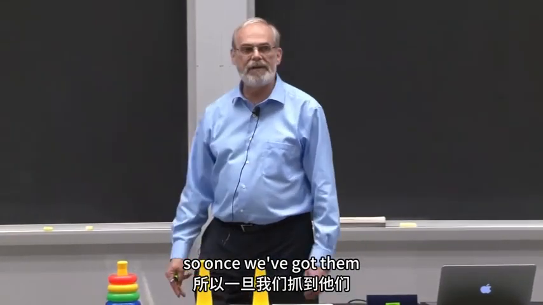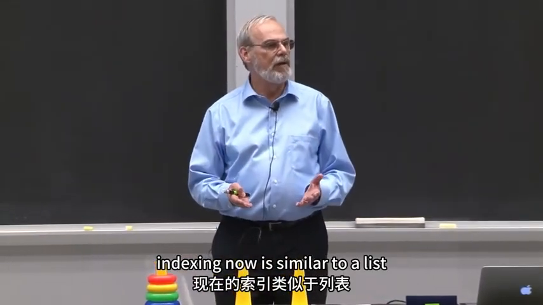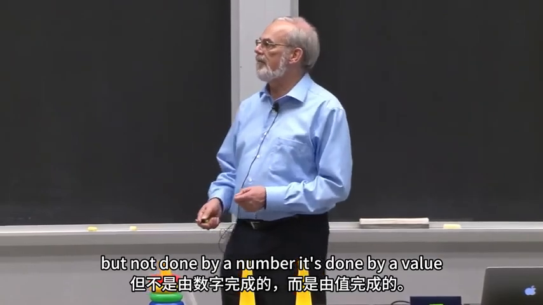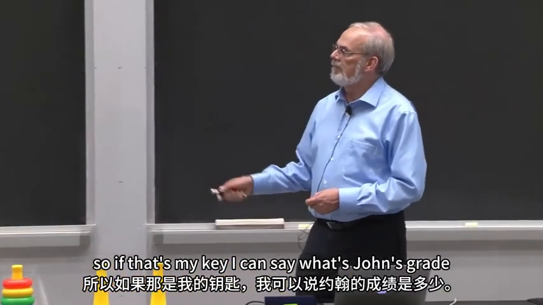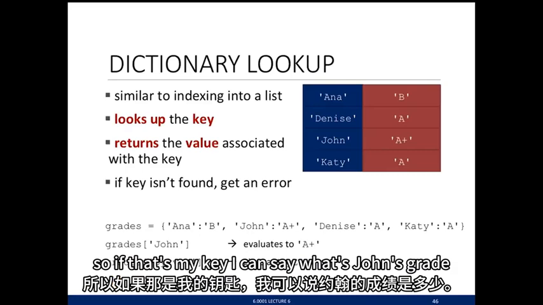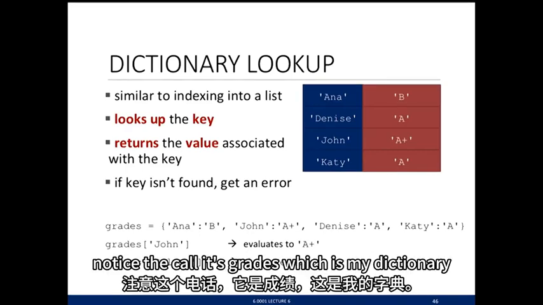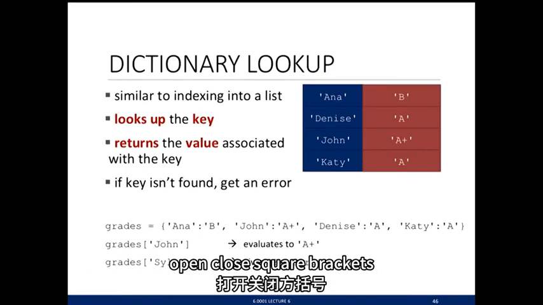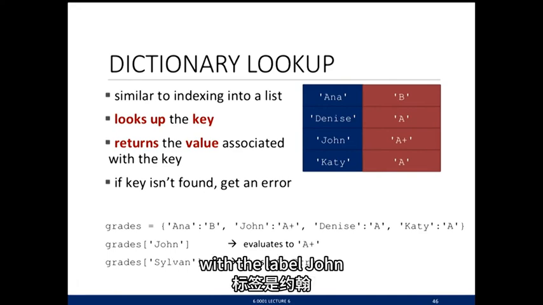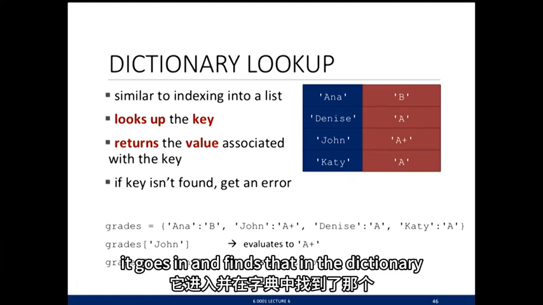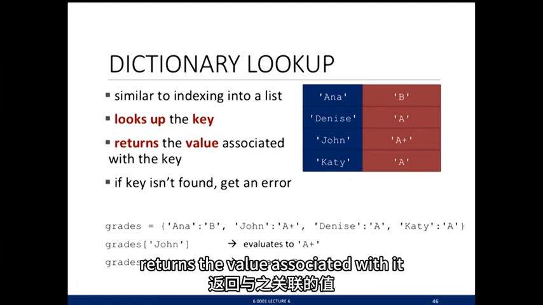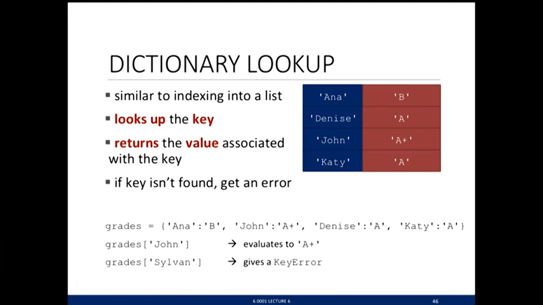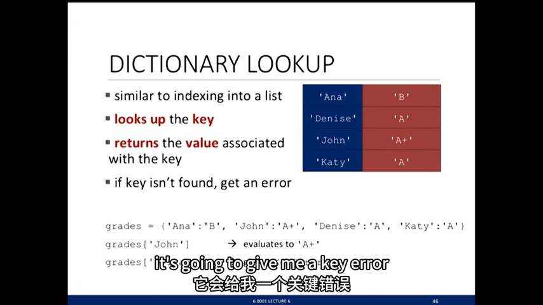So once we've got them, indexing now is similar to a list, but not done by a number, it's done by a value. So if that's my key, I can say, what's John's grade? Notice the call, it's grades, which is my dictionary, open, close square brackets with the label John. It goes in and finds that in the dictionary, and returns the value associated with it. If I ask for something not in the dictionary, it's going to give me a key error.